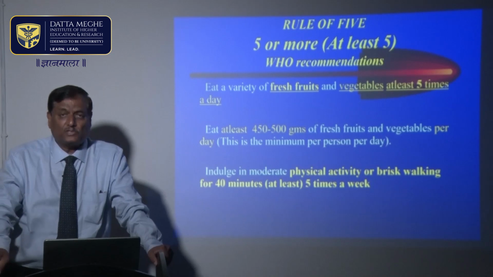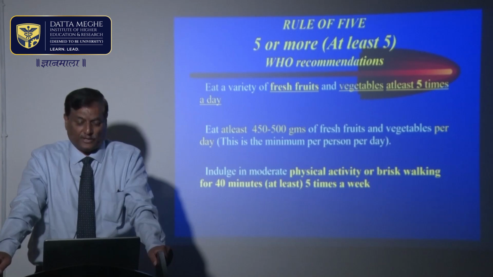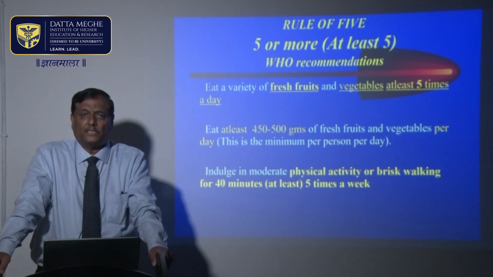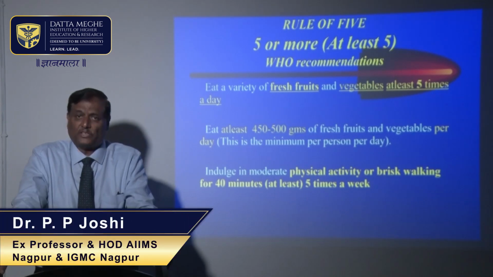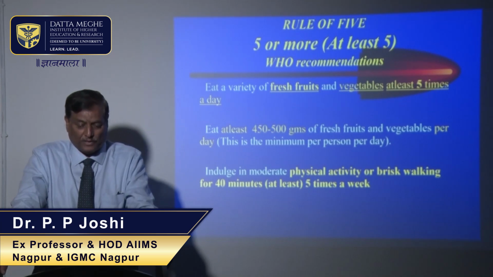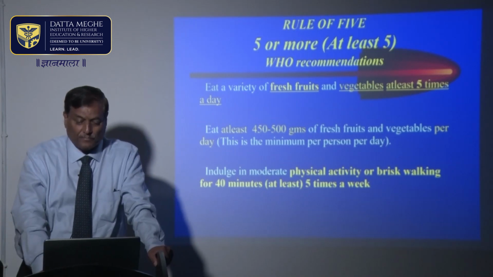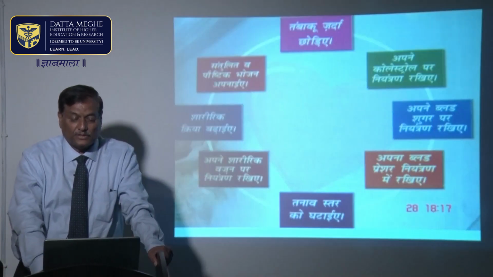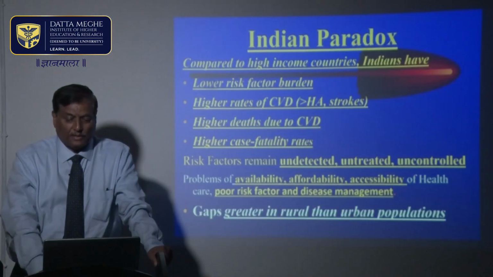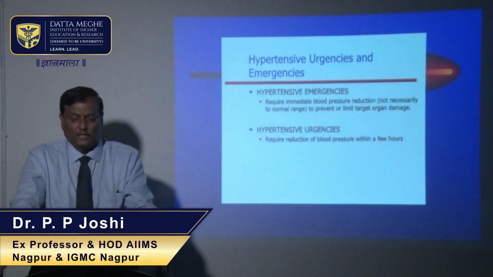We have to consume at least 400 to 500 grams of fruits every day and 500 grams of vegetables per day, and average consumption of fruits per day by an average Indian is about 130 grams per day, which is much less than the minimum requirement recommended by the WHO. We have to indulge in physical activity at least 50 minutes 5 times a week. So this is the rule of 5 in hypertension. I think we can skip these combinations, and hypertensive emergencies and other things we can discuss in the next class.